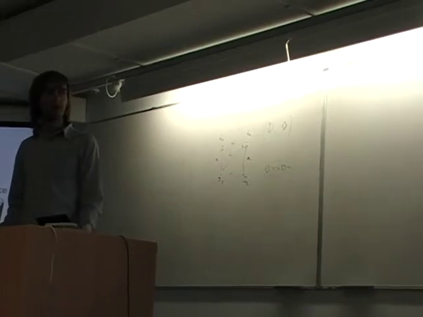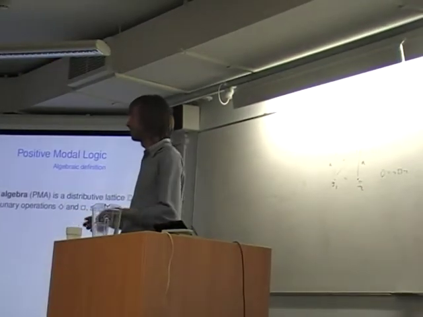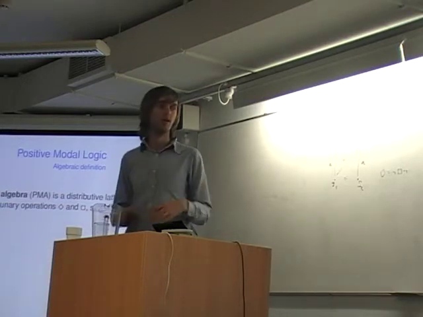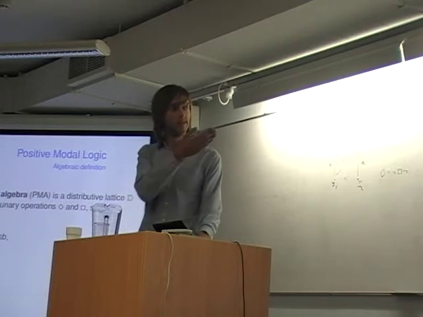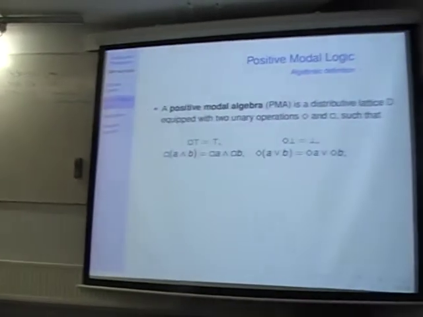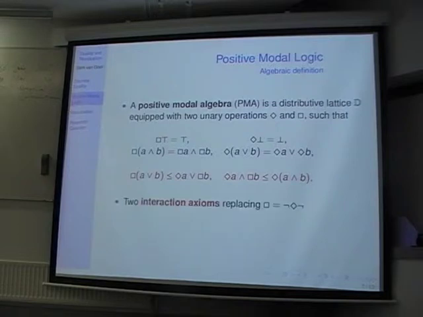So how does it work? Formally, you say a positive modal algebra, so this is going to define your logic, and as you'll see, it's a very simple, almost propositional logic, just that you have two unary operations which satisfy, well, the box has to distribute over finite meets, the diamond has to preserve finite joins, and then there are these two axioms which have been called the interaction axioms, and those are the ones which replace this fact, the fact that you could have gotten the box from the diamond if you had had negation.